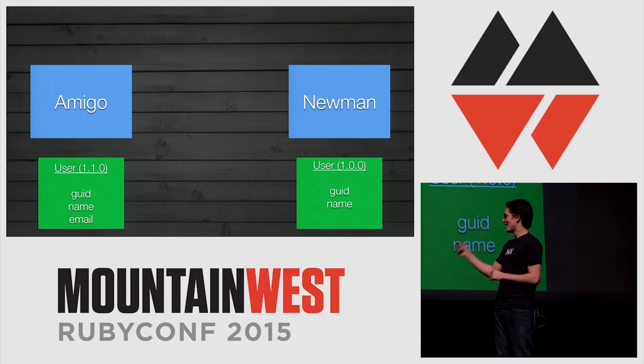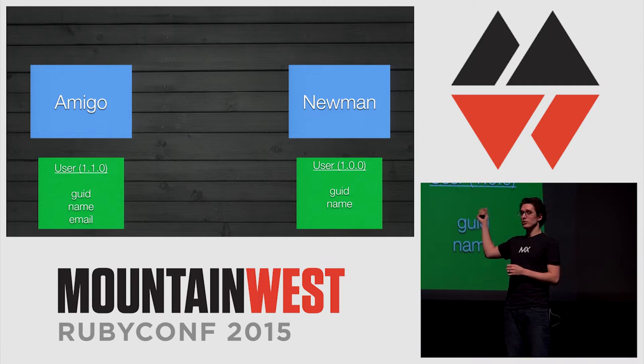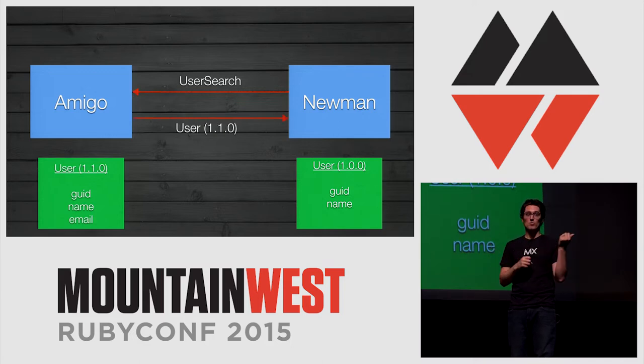And so now we have emails, and so the Amigo project is going to have to add a database field. We're going to update the gem. But right now, Newman still has the 1.0.0 version of this gem. And so when it sends over a request, it's going to get back a 1.1 user object. And so what's going to happen? And this is the key question.